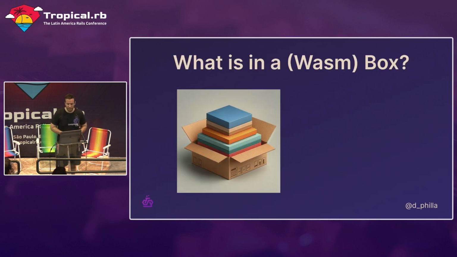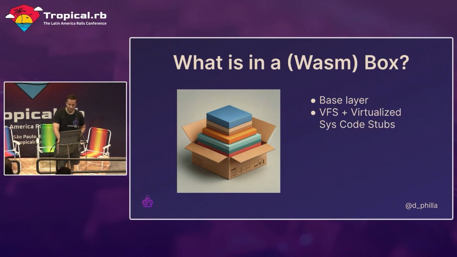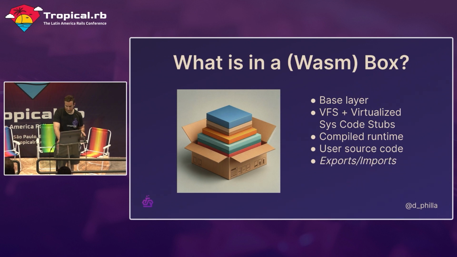Cool. So what's in a box? What's in a Wasm box? You've got the base layer, right? If you are used to using Docker, Docker has image layers, right? Image layers are things like operating systems and dependencies. And really what those are is sort of views into certain parts of the operating system and then permissions that are finely tuned, right? So the base layer here is just a set of interfaces. Then you also have a virtualized file system, virtualized system calls. You have the compiled WebAssembly runtime, and then you have the user source code. And finally, also imports and exports.